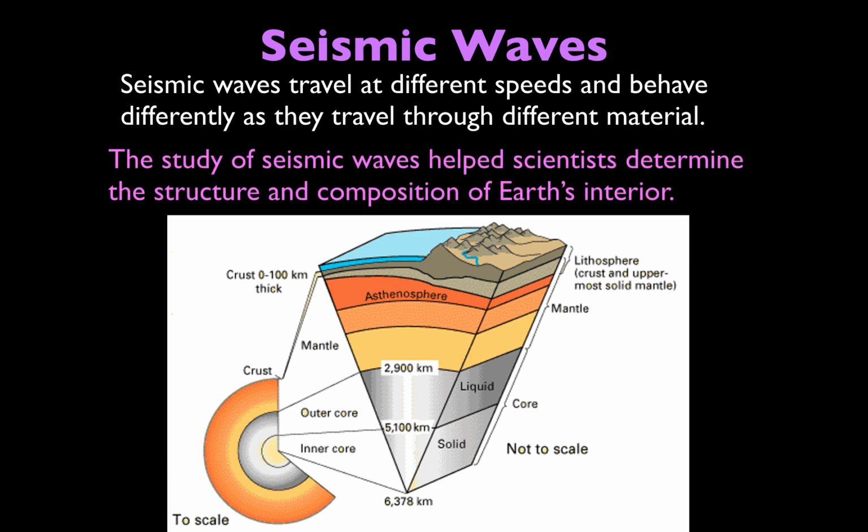Scientists have been able to use seismic waves and how they've traveled throughout Earth's interior to help determine the structure and composition of these layers. Because remember, humans cannot get through the crust. We cannot physically see those layers or extract material from those layers. So earthquakes, specifically seismic waves, have been so helpful to scientists to determine the properties of Earth's interior.